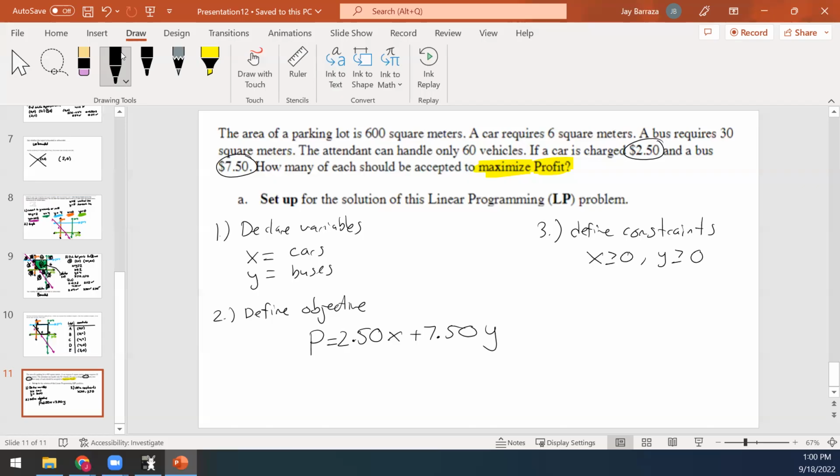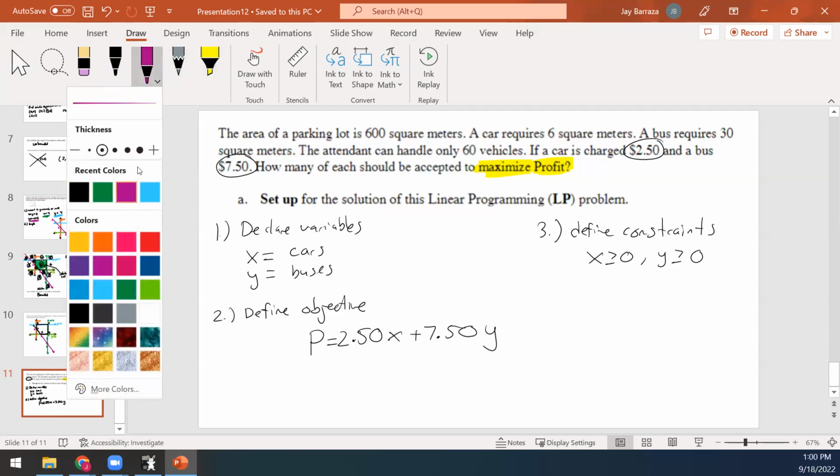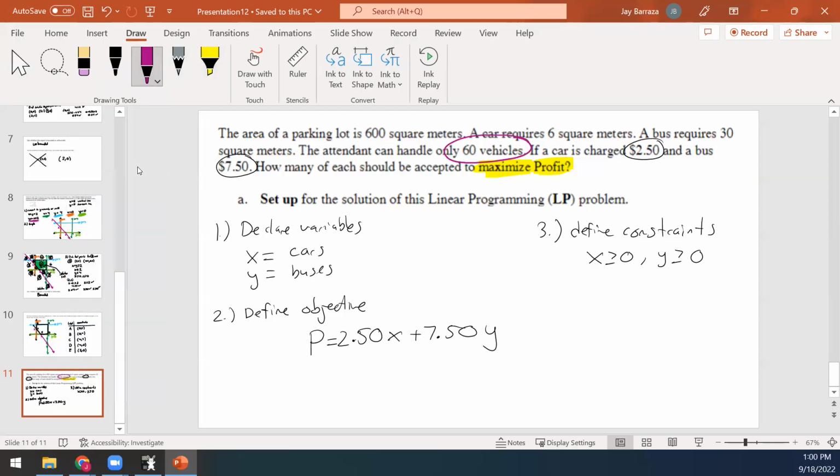So they tell us that the lot can only hold 60 vehicles, right? So that means however many of both I have, I can only have 60 of them. So X plus Y has to be less than or equal to 60. I can't have more than that because I don't have enough space. Sorry, I don't have enough manpower to control that many cars.